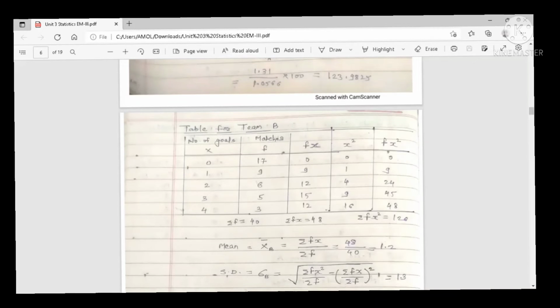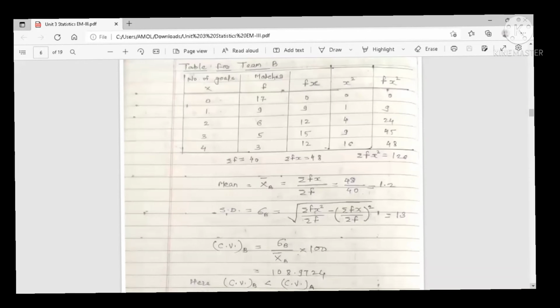Now you calculate the arithmetic mean for team B, and the notation is X suffix B. X B bar is equal to summation Fx upon summation F. Summation Fx is 48 and summation F is 40. So you put the values and calculate 48 upon 40. It is equal to 1.2. So the arithmetic mean for team B is 1.2.